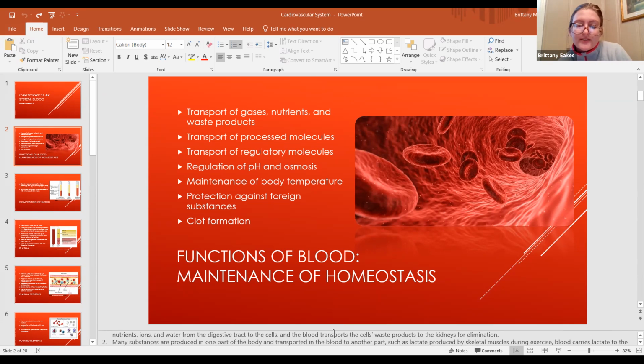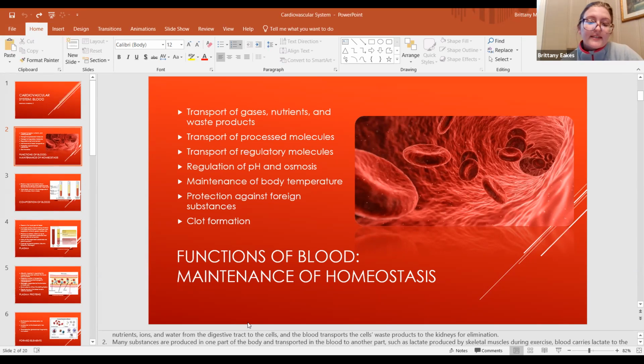And the blood transports the cell's waste products to the kidneys for elimination. So blood's doing all this, transporting oxygen that we breathe in to our lungs, through our lungs, throughout the body, taking those waste products from around the body back to the lungs where we exhale it. It's also taking things out of, you know how the kidneys filter blood, those waste products that the kidneys take out of the blood are eliminated via our urine.